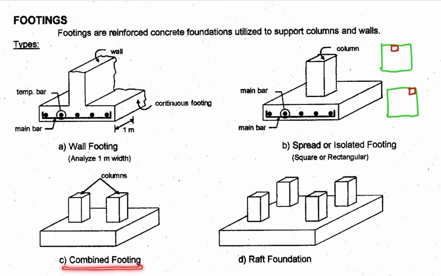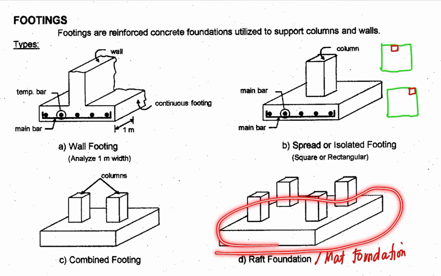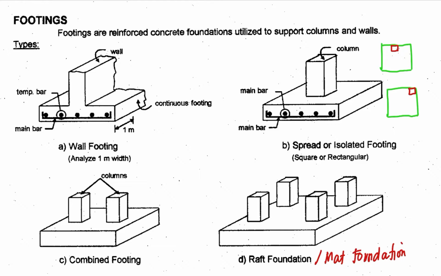Okay, next is combined footing. So you combine the two columns. So in this case, you can have this scenario if ever you have a smaller distance in between your columns. So you can have the combined footing. Okay, and then you have the raft foundation, or sometimes that is called mat foundation. Okay, so that is mat foundation. You have the foundation of all your columns.